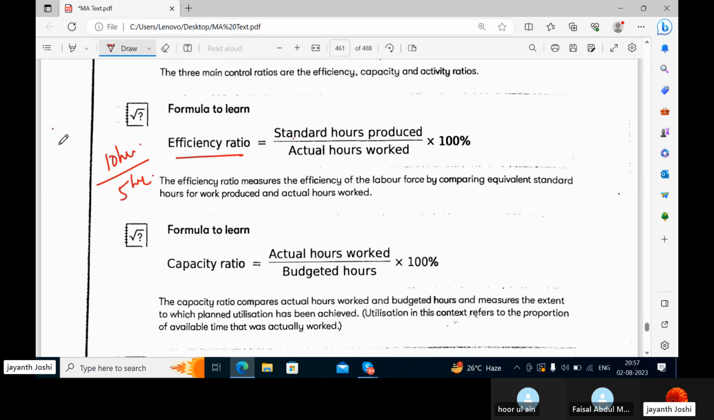Yes. Suppose there are two students. I've given them homework, and that homework can be done in 30 minutes. Let's say one question I've given to both of them, and the standard time for that is 30 minutes. This guy has taken 15 minutes. This guy has taken 20 minutes. Who is more efficient? 15 minutes. Correct.